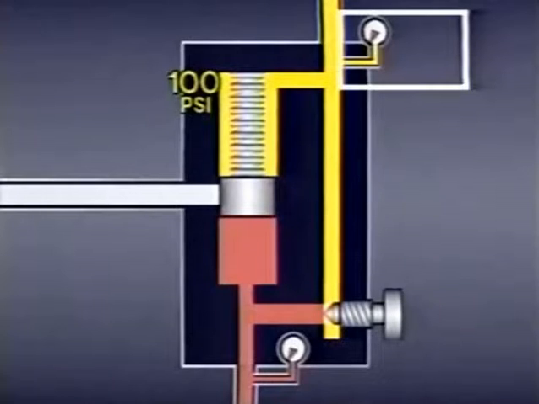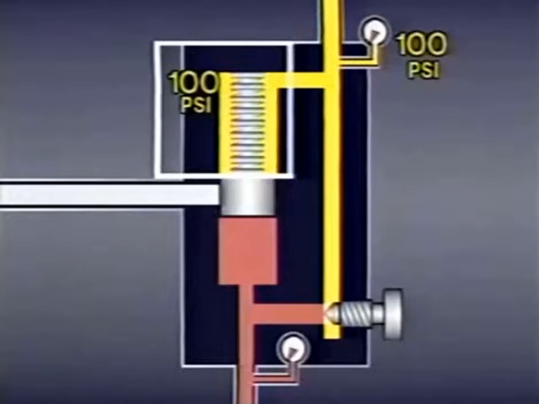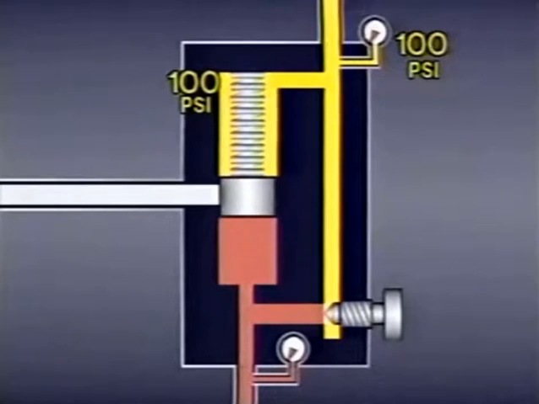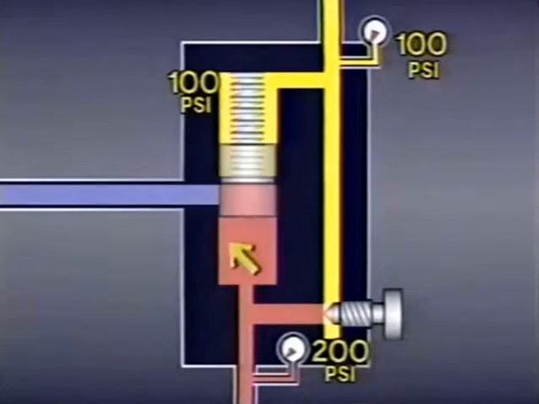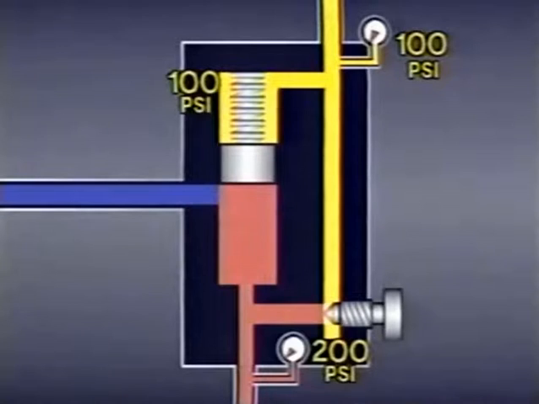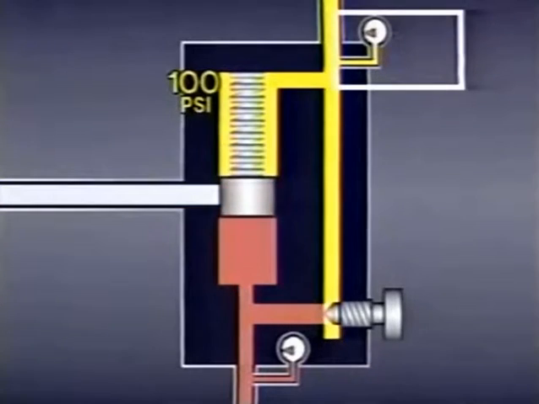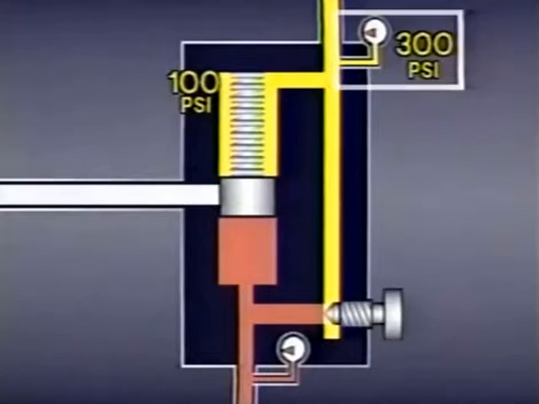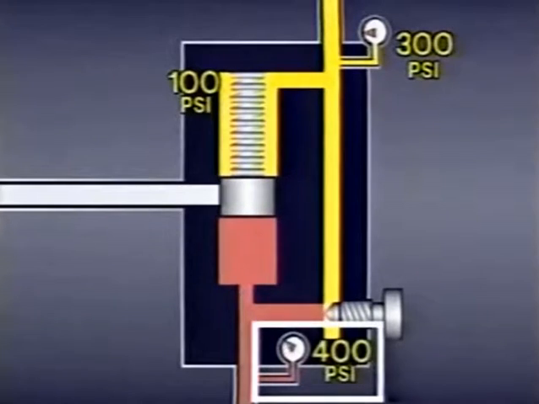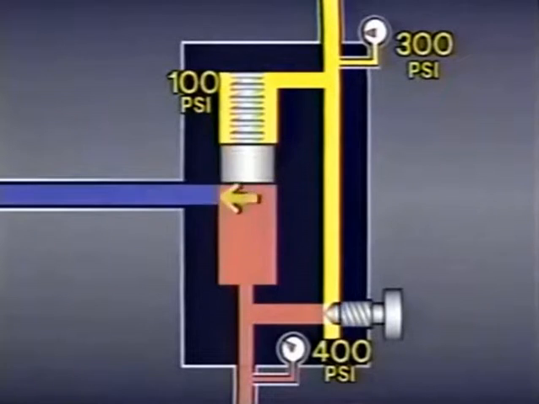If workload pressure drops to 100 psi, for example, then the combined pressure of the bias spring and the workload drops to just 200 psi. The spool shifts at 200 psi, sending fluid to tank. But the pressure differential across the needle valve orifice is still 100 psi, so the flow remains the same. If workload pressure increases to 300 psi, for example, then the combined pressure of the bias spring and workload is 400 psi. The spool shifts at 400 psi, sending some fluid to tank.